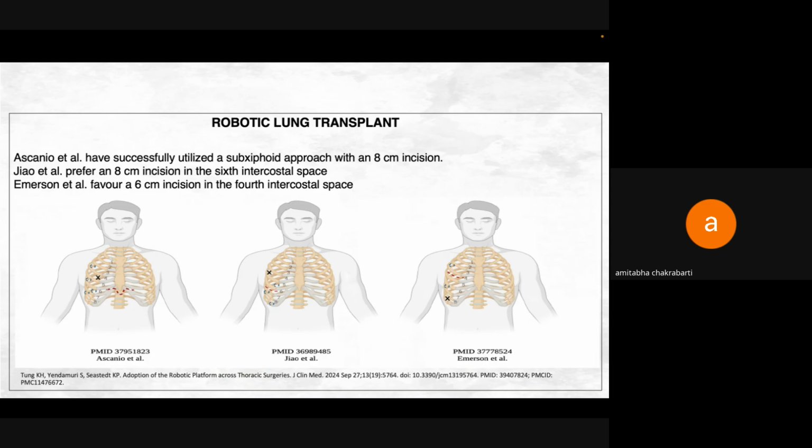Even the transplant, robotic lung transplant, you just imagine that robotic lung transplant can be done with the help of a 3-inch incision or a 2.5-inch incision. And it is being successfully done all over the world. Not many centers, but several centers are doing this robotic lung transplant.